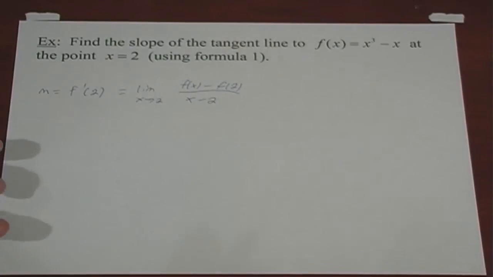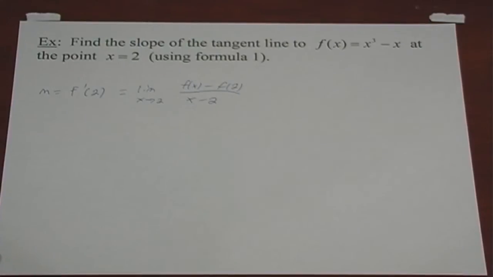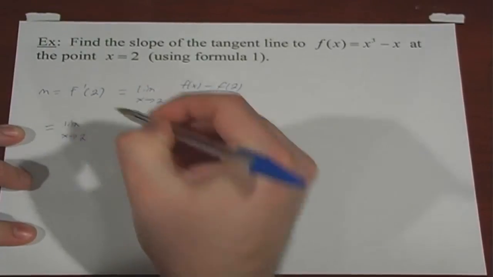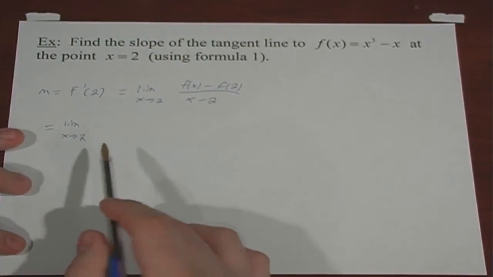I'm not even drawing a picture yet. I'll draw a picture in a minute so you can see what the graph looks like. But I don't need to draw a picture to find the slope. So let's go ahead and see what this limit is. I'm going to copy down the limit as x goes to 2 every step of the way and then see what happens.